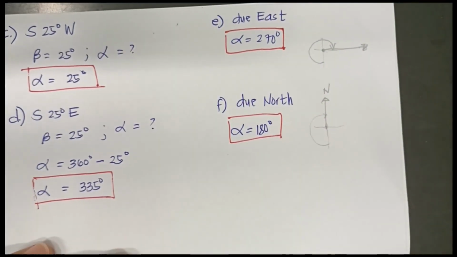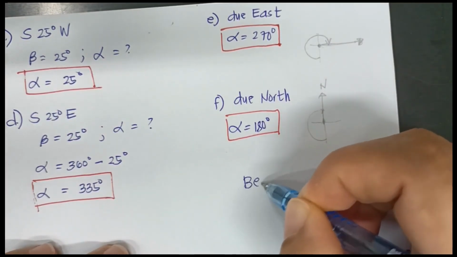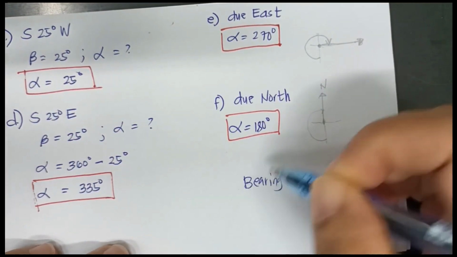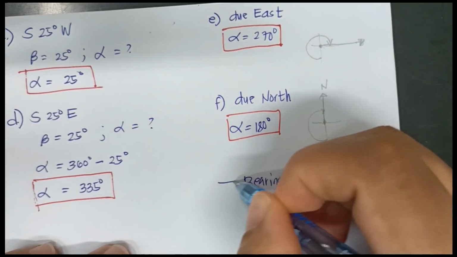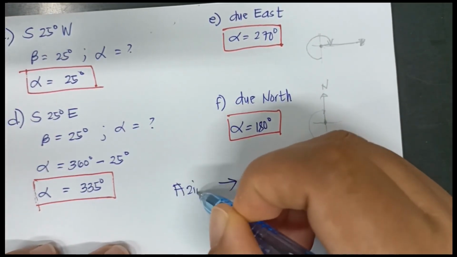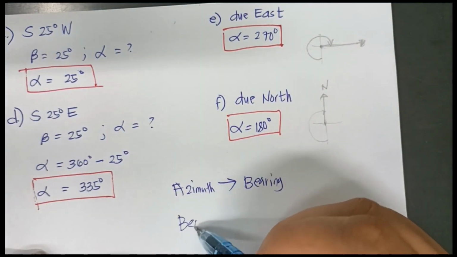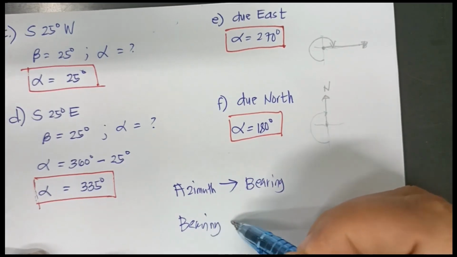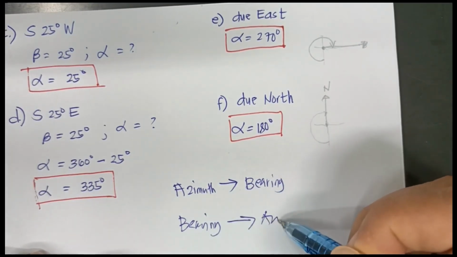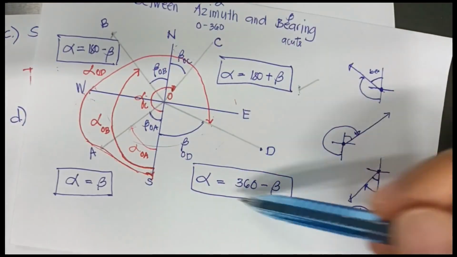So we were able to get the bearing from the azimuth, and also, given the bearing, we were able to solve the azimuth, using these relationships.